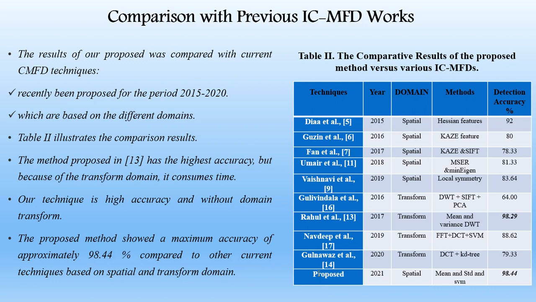But here the proposed method shows the maximum accuracy of around 98.44, compared with other techniques based on the spatial domain and the transform domain. You can see Rahul is very near in accuracy to our proposed method, but they use the transform domain, which takes time. Ours uses just the spatial domain for the whole image, with no need for extra conversion time, so ours is very high and better than the other domains.